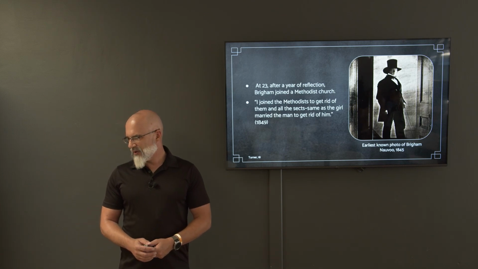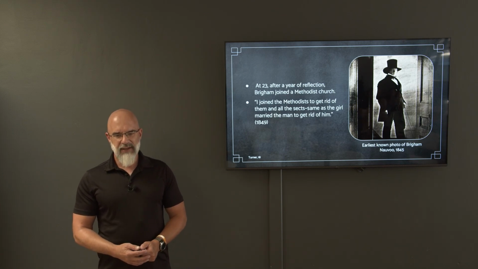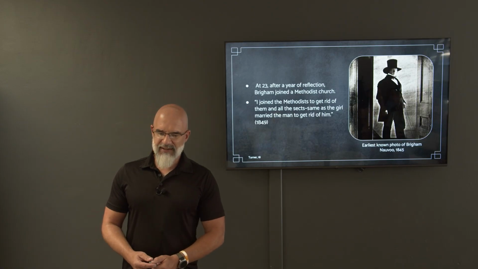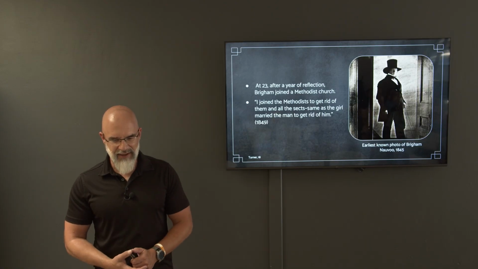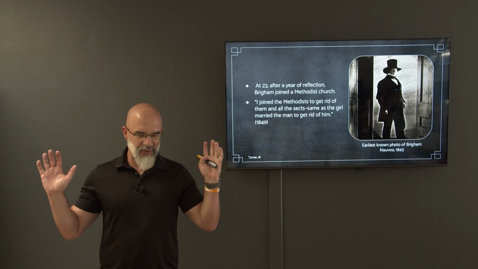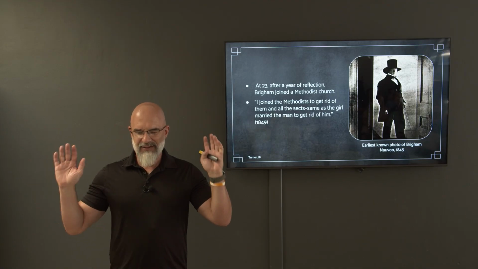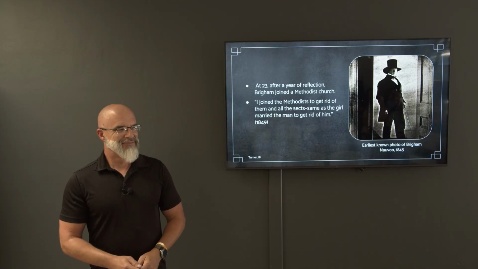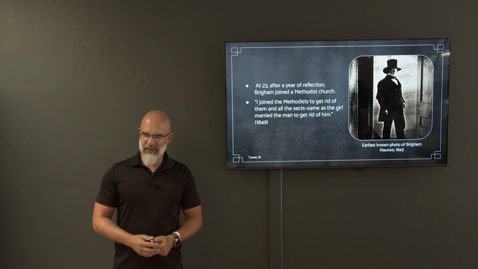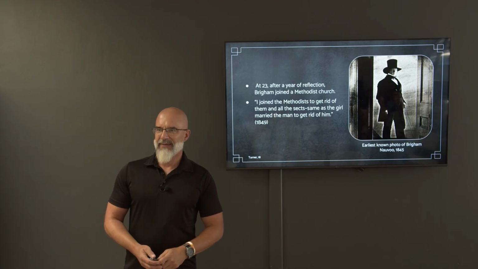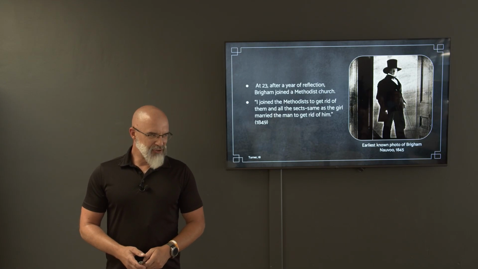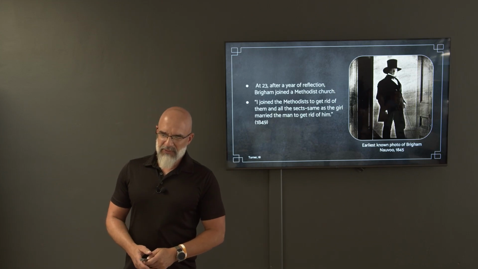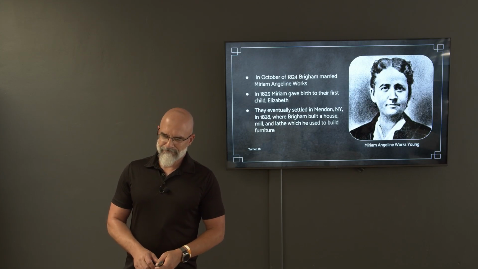Finally, at the age of 23, after a lot of reflection, he joined a Methodist church. But he said, and this is years later, in 1849, "I joined the Methodists just to get rid of them and all the sects, same as the girl who married the man just to get rid of him." So just so they'll leave me alone, I'll join one, so everybody will quit bugging me. I don't know if that's the case or not, but he was a member of a Methodist church.